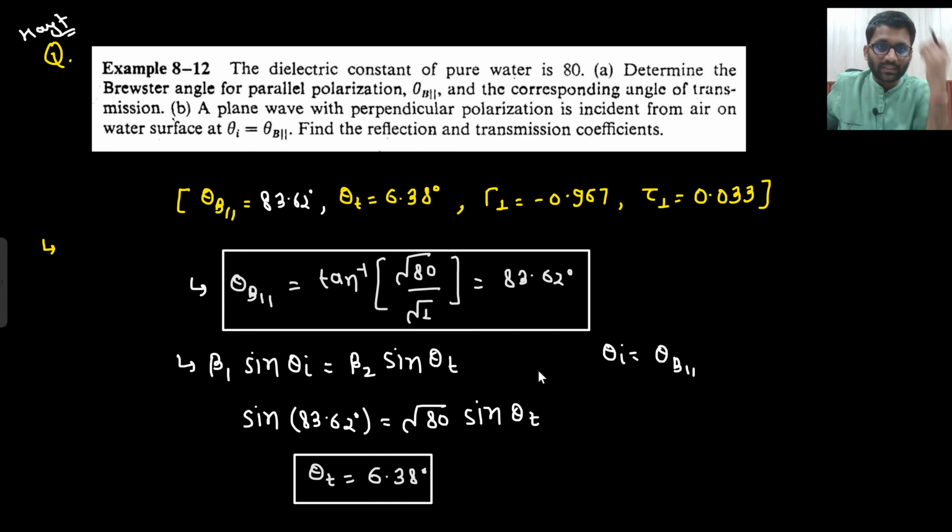Now the third one, what are they asking? A plane wave with perpendicular polarization is incident from air on a water surface at this particular angle. Basically, in case of perpendicular polarization, this is your incident angle. Then they are asking the reflection and transmission coefficients for perpendicular polarization. So for perpendicular polarization, what is our formula?